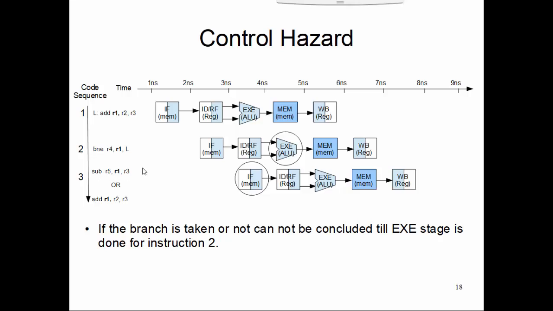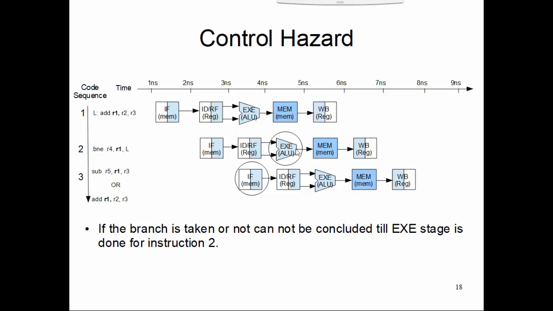Now look at the pipeline execution here. Let's analyze it in detail. We are executing the first one, and that's my data producer. Your BNE is the data consumer, which consumes the data produced by instruction 1 at label L. You are subtracting values and trying to make a decision about what my program counter would be. Whether the branch is taken or not taken cannot be concluded until the EXE stage is done for instruction 2.